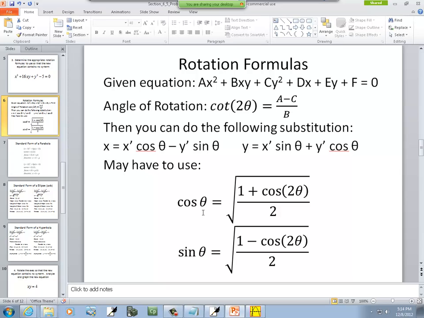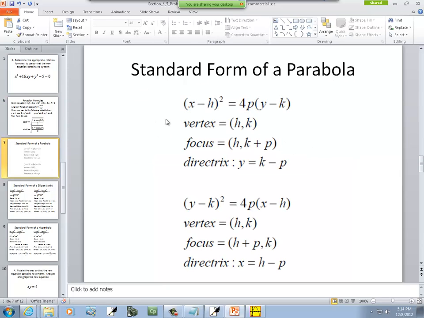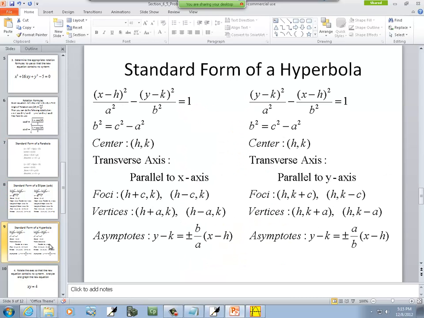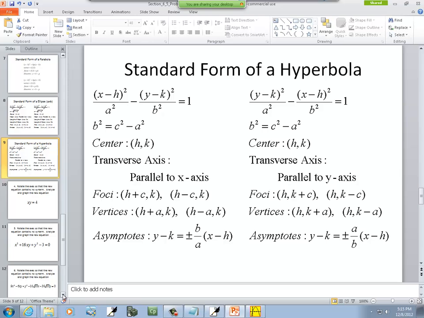You may have to use these formulas. Cosine theta is equal to the square root of (1 plus cosine 2 theta) over 2, and sine theta is equal to the square root of (1 minus cosine 2 theta) over 2. Those are variations of the double angle formula for cosine, in case you're wondering. Now I'm not going to really go over this. I put this in this PowerPoint so you'd have it. Standard form of parabola, ellipse, hyperbola. I think every one of the problems I'm working is a hyperbola. I didn't really mean to do it that way, but that's the way it came out.